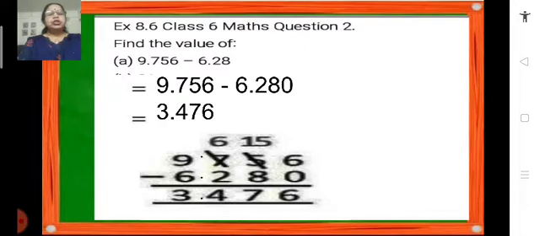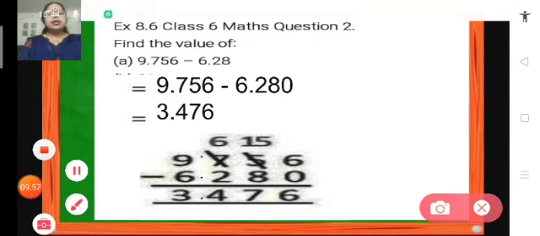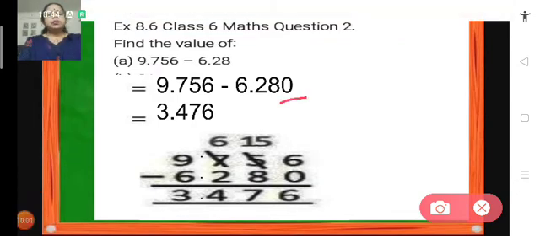Next, question number 2. Again, we have to do the subtraction. It is given directly. A, 9.756 minus 6.28. We have unlike decimals here. So, we add 0 to this number 6.28, we make it 6.280. Now we have both the decimals which are like decimals. Now we can subtract easily. We write them like this in columns according to the place value.